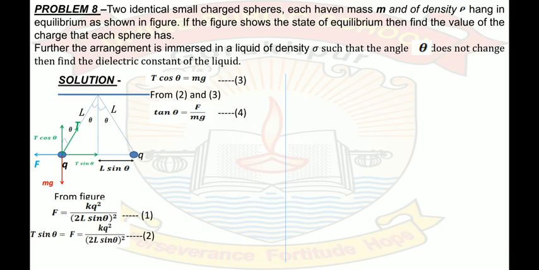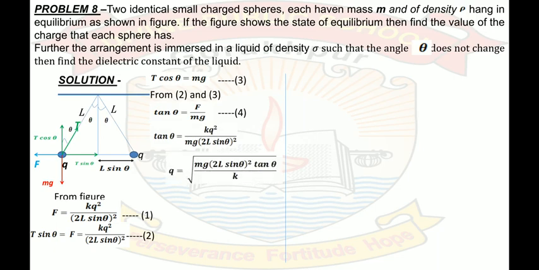So from here, let us put the value of F. We are going to have tan theta is equal to KQ square upon mg 12 sin theta whole square. Now from here, Q will be equal to under root mg 12 sin theta whole square tan theta upon K. Now K is equal to 1 upon 4 pi epsilon naught. If you put that, we are going to have Q is equal to under root 4 pi epsilon naught mg 12 sin theta whole square tan theta. This will be our answer for the first part.